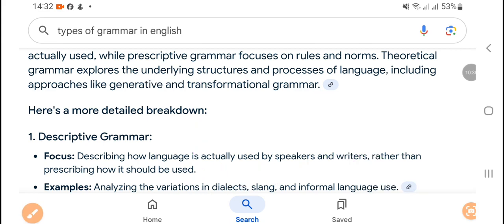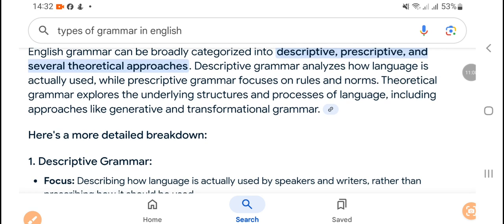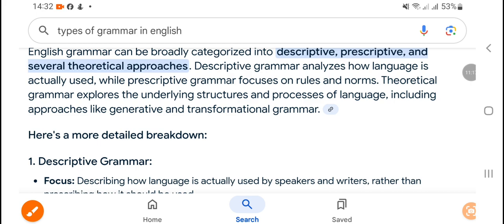So including approaches like generative and transformational grammar. Right? So we are going to understand generative and transformational grammar. What are they? They come under theoretical grammar, means theory, what theory says. So this way we have seen three types of grammar. First is descriptive, how do we use the language, descriptive grammar. Second one is prescriptive grammar, right? What rules are prescribed. And third is theoretical grammar, how theories and what are the theories, what theory says.